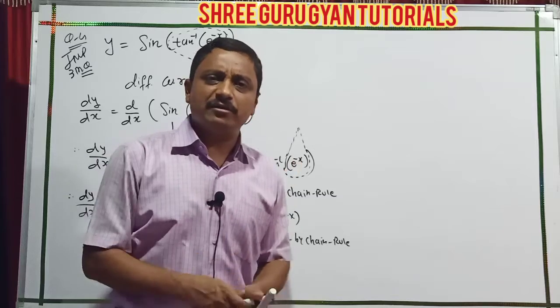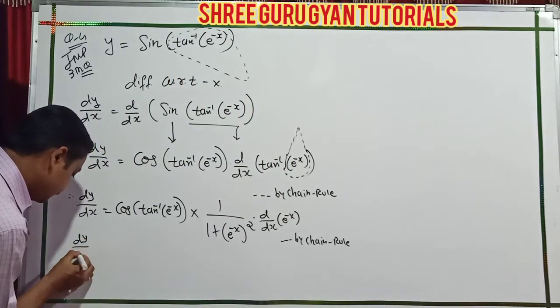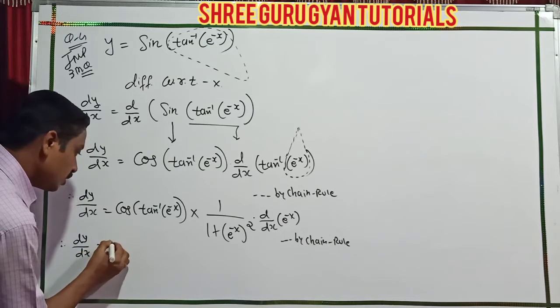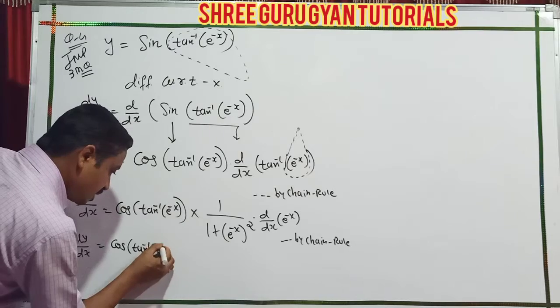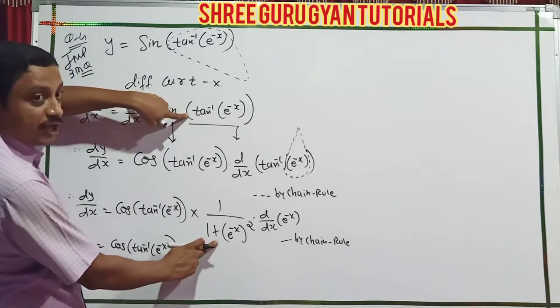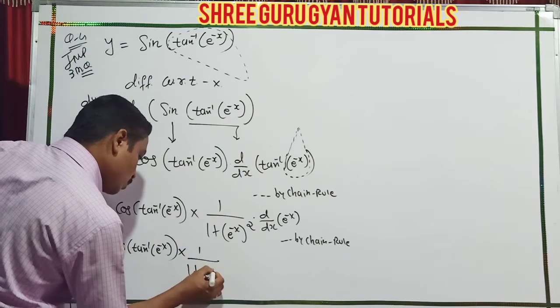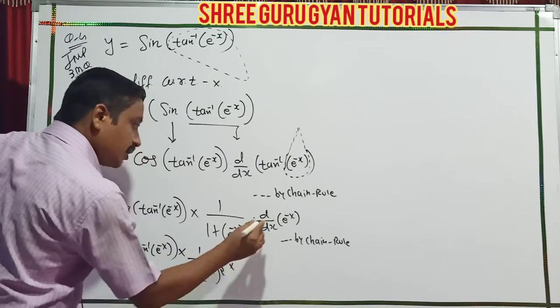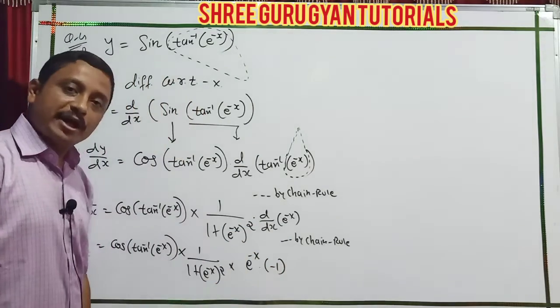Students, I am explaining step by step. Don't take it directly because it is a 3 marks question. So dy by dx equals cos of tan inverse e raised to minus x, times this derivative over, now here the derivative of tan inverse is done. Now e raised to x. Here, the derivative of e raised to minus x is e raised to minus x, and the derivative of minus x is minus 1.